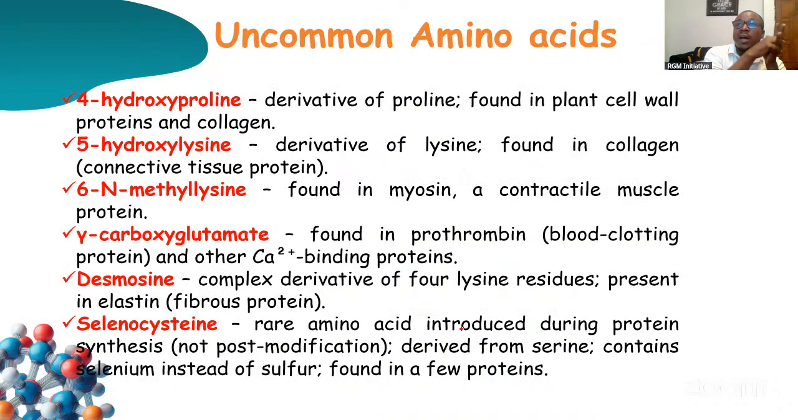So we have these uncommon amino acids. We have hydroxyproline, 4-hydroxyproline, which is a derivative of proline found in plant cell wall proteins and what? Collagen. I know you must have heard about collagen. Collagen is a connective protein. If you have heard about tendons and ligaments, they are usually collagen. Even your skin is a function of collagen. Even your gum is a function of collagen.